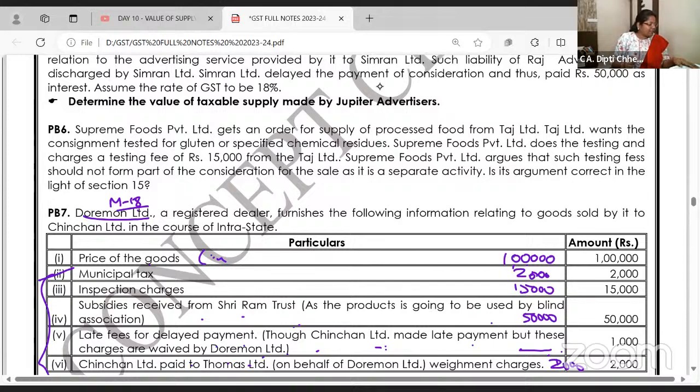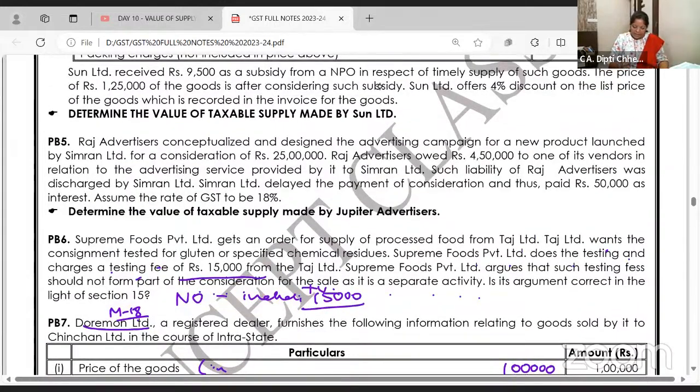Okay. The next one is a very small question, but asked repeatedly. Supreme Foods gets an order for supply of processed foods. Taj wants the consignment tested, and Supreme Foods does the testing at a cost of 15,000. Supreme Foods argues that testing charges should not form part of the consideration for sale, as it is a separate activity. Is it correct? The answer is no. This is definitely included in the 15,000. Whatever your transaction, for supply, if you want special designing or testing, those charges are always inclusive. Okay? Right? Fifth question we are into.